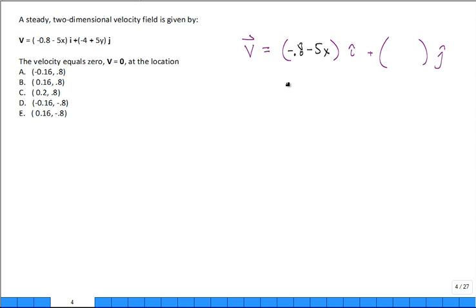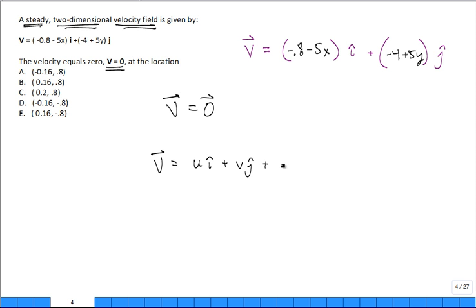Is it a function of time? No. How about over here? Minus 4 plus 5y. So we have some analytic description of a steady, not a function of time, two-dimensional, x and y, velocity field by this equation. The velocity equals 0 at the location, so v equal to 0. And so what it is just saying is that this v is equal to ui plus vj plus wk.